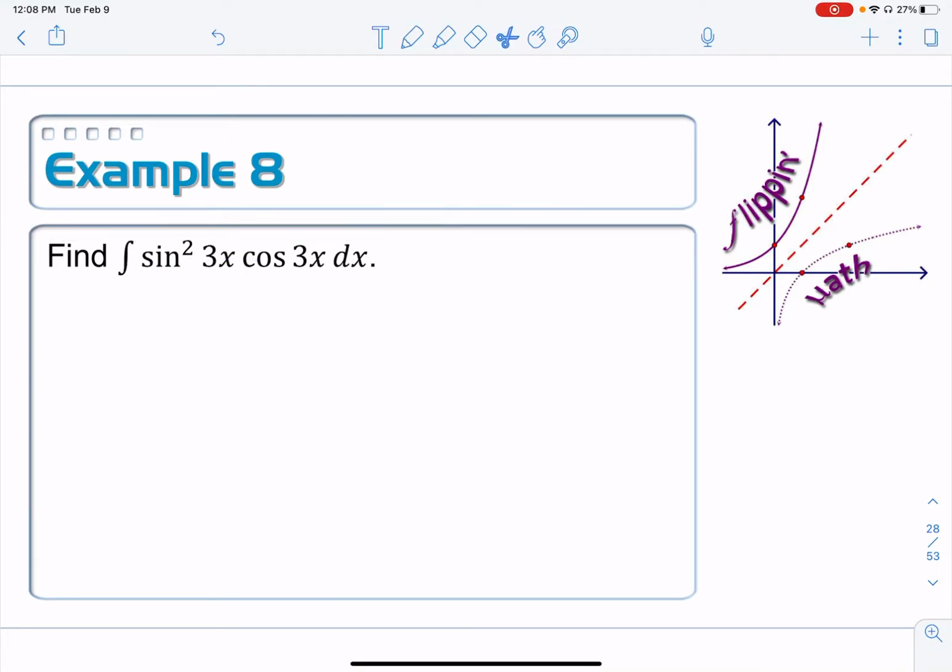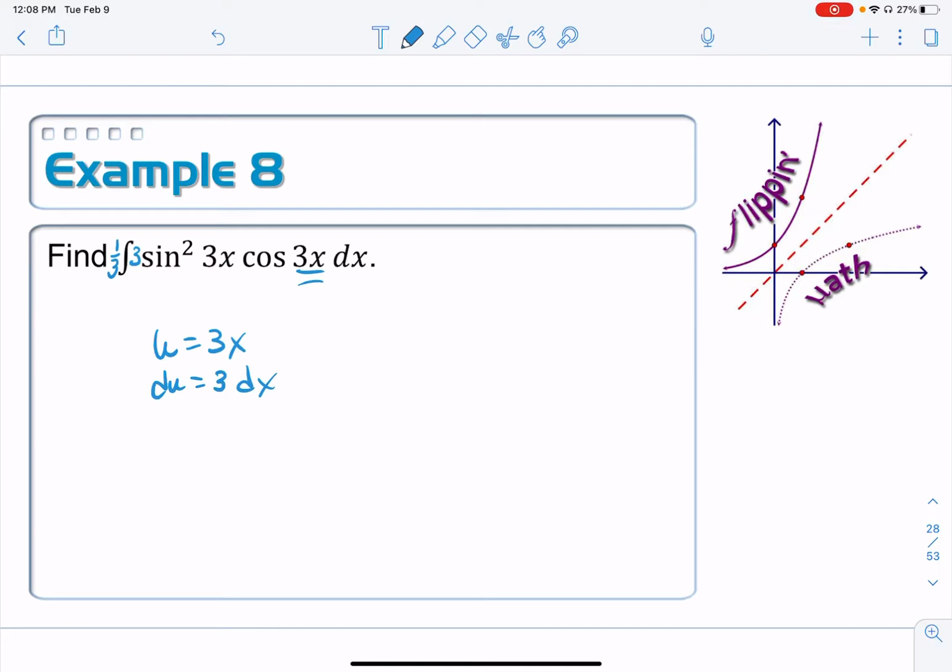Which one is going to be your u? You've got lots of options. You've got to decide. Is it going to be 3x? Because we might think that 3x is the interior function here. Maybe our u is equal to 3x. Let's give it a try. Then that means that du is equal to 3 dx. Not really a problem because we can fix a 3. Just cram it in there, multiply by 1/3.